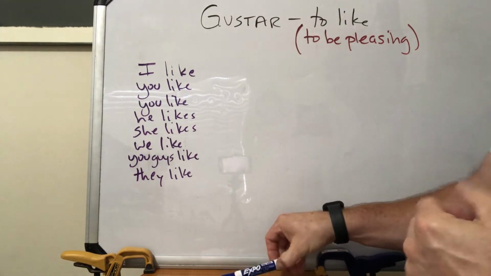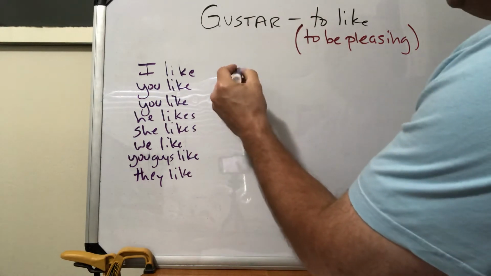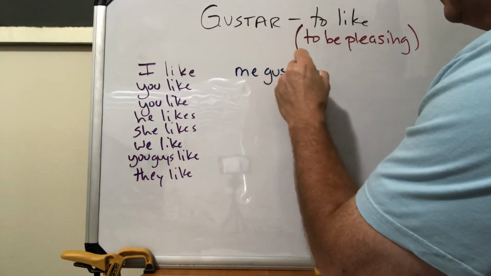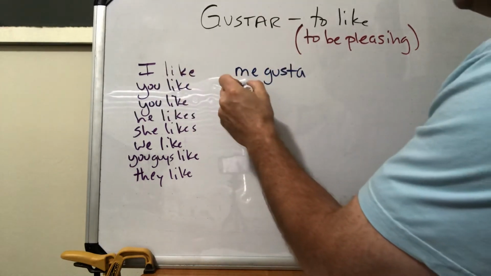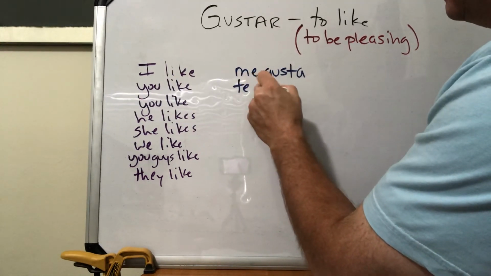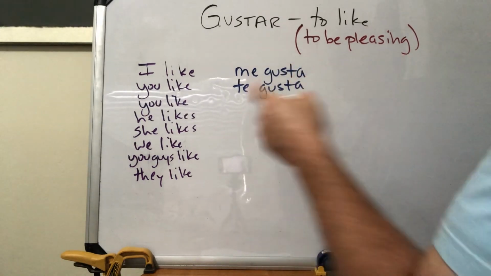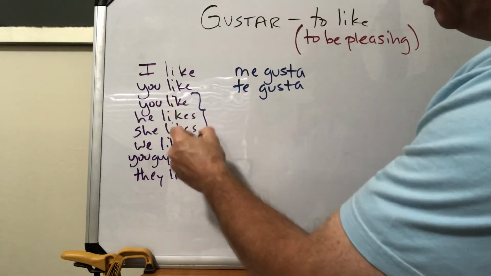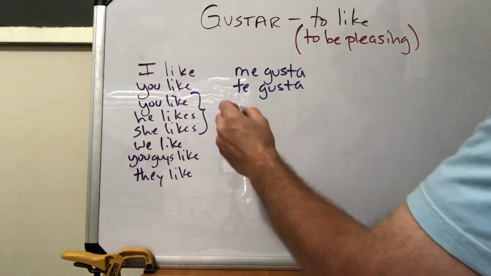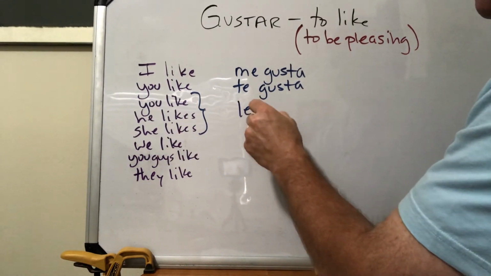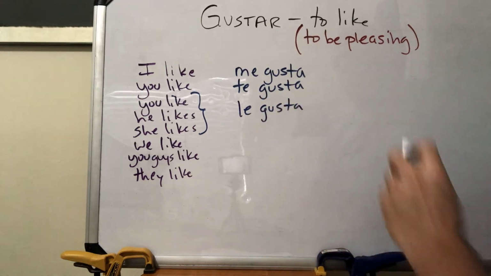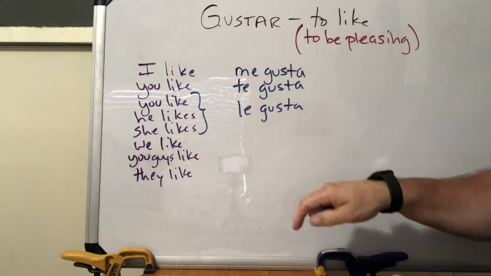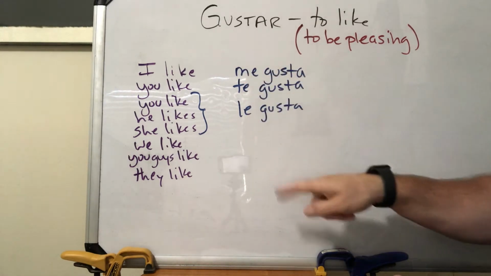So the "I like" is me gusta. "You like" is te gusta. Now, these three all have the same one, so I'm going to put a little bracket there. These are all le gusta. If you notice, my gusta doesn't change. It's just these here, me, te, and le, and these are what we call indirect object pronouns.